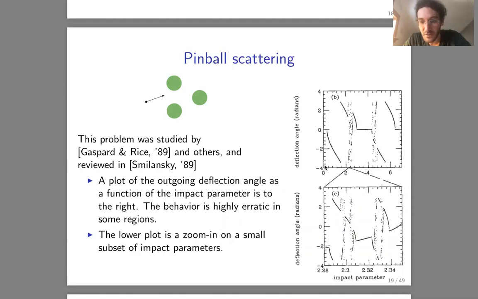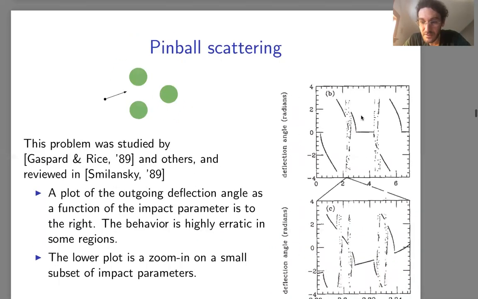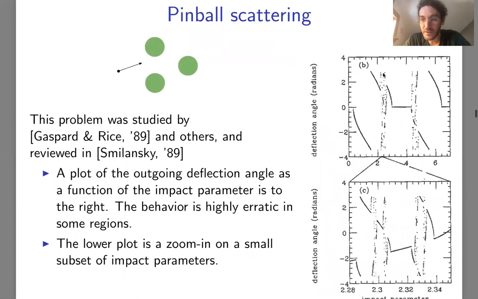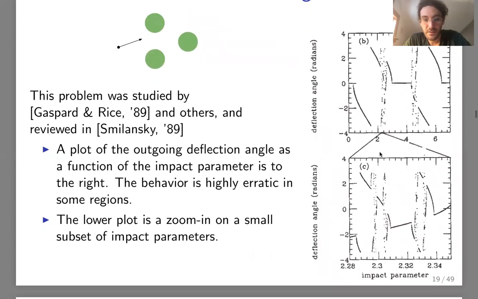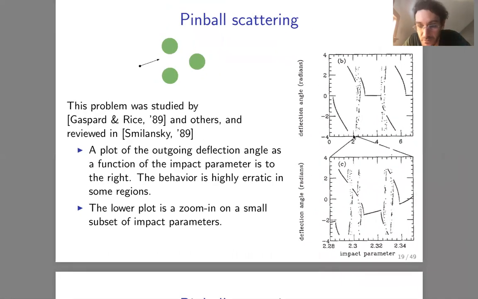As you can see, with these impact parameters, the angle is smooth. It's just this line. It's smooth here, here, here. But there is this region in between where it looks totally erratic. It's just these scattered points. And here, as you vary the impact parameter over this small region, you can get all kinds of deflection angles, just anything.